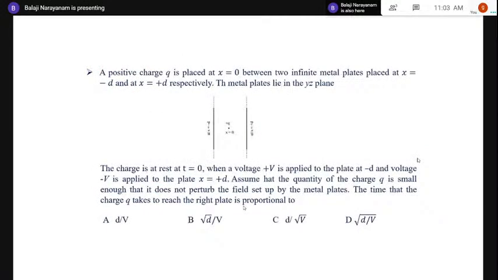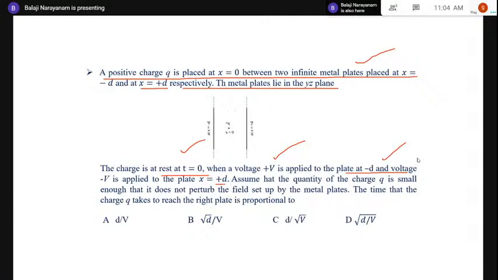Now, a positive charge Q is placed at x is equal to 0 between two infinite metal plates placed at x is equal to minus D and x is equal to plus D respectively. The metal plates lie in the YZ plane. The charge is at rest at t is equal to 0 when a voltage plus V is applied to the plate at minus D and voltage minus V is applied to the plate at x is equal to plus D.